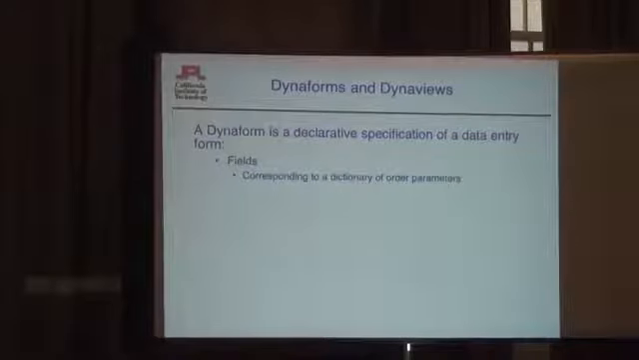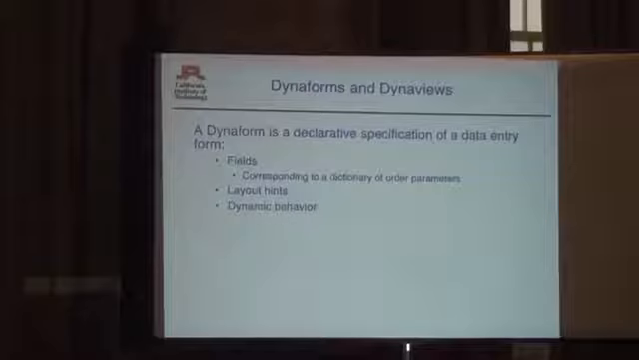So you get fields. They correspond to a dictionary of order parameters. Every order, as they say, is sort of a generalized proc. So its input is a dictionary of parameter names and values. And the fields correspond to those. Layout hints. How do you want this to appear on the screen? We are not just using a standard grid layout. We're not writing tickle code to lay out the fields. We're putting hints in the specification for how things should be arranged. Dynamic behavior. We're specifying the dynamic behavior in that Dynaform as well.